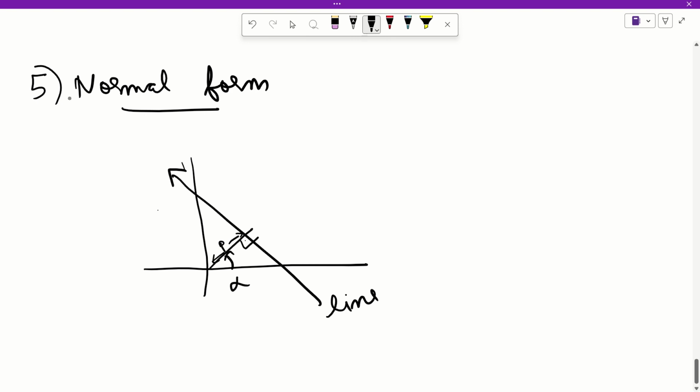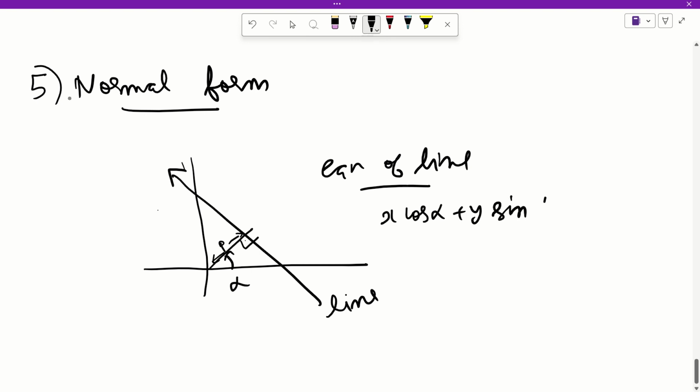So the equation of the line in this case is given by x cos alpha plus y sin alpha equal to P. Okay. These are all special cases. Not that much important, but it's better that you guys just know it. We're not taking any unnecessary risk.